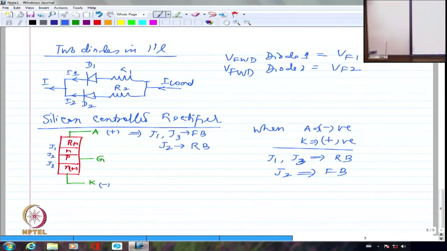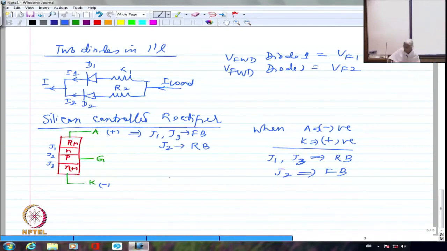Now if I look at this device, this is like a PNP transistor connected to an NPN transistor. Only thing is that this base is going to be common with the collector of the second transistor. Similarly, this base is going to be common with the collector of the other transistor. So it is like two transistors connected back to back.